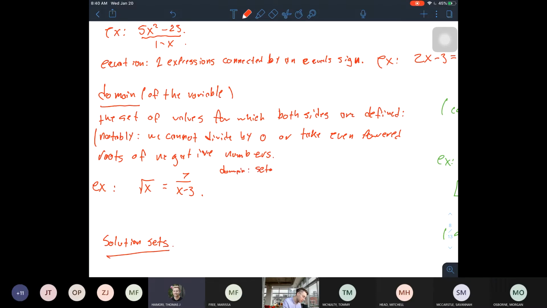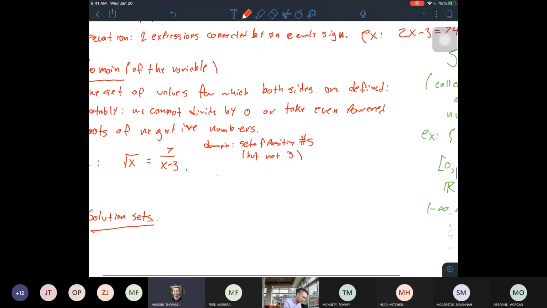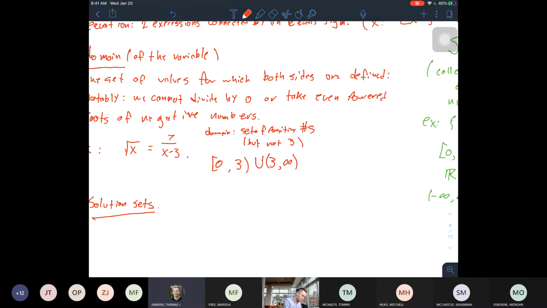Okay, so we want our domain will be the set of positive numbers, but not 3. So we could write that down in a few ways. First we could write it like 0, comma 3 with a parentheses, union 3, comma infinity. We could write it like that. Or we could say something like x greater than or equal to 0, x not equal to 3.